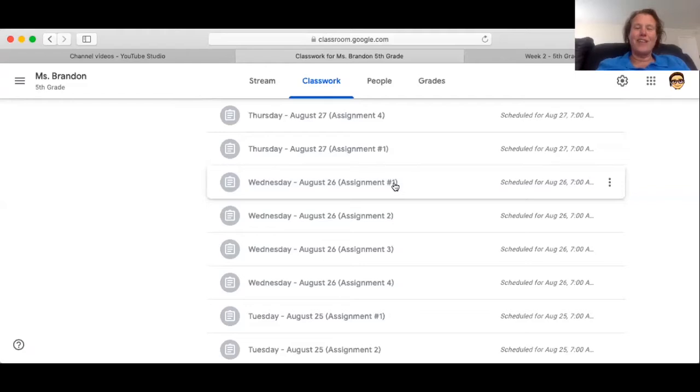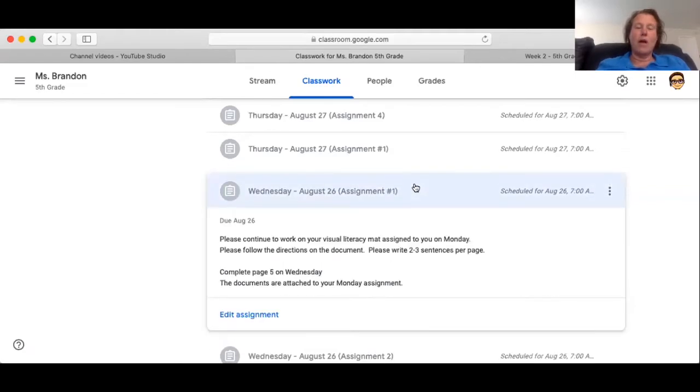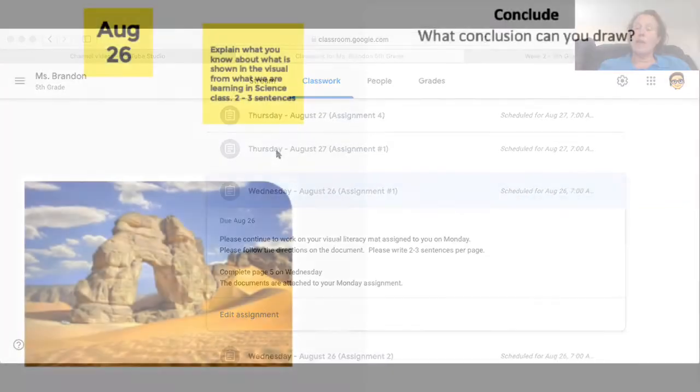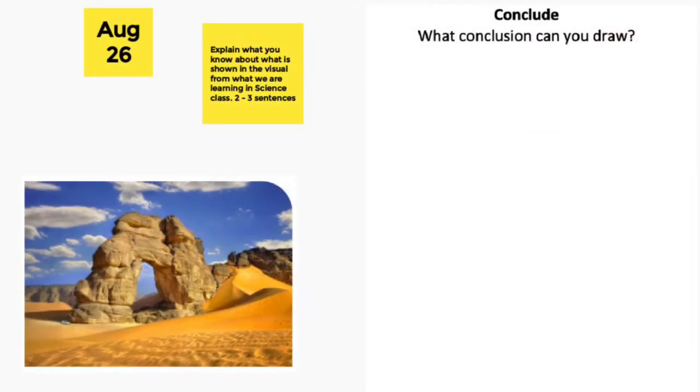All right, so today for Wednesday, we're going to start with our visual literacy mat. We're going to do our conclusion for August 26th. Remember, this is going to be in your Monday visual literacy mat. It's the only place it's going to be. So you have to go back to Monday's assignment and keep working on it. You should have done a little bit each day, and then it's due on Friday, right?